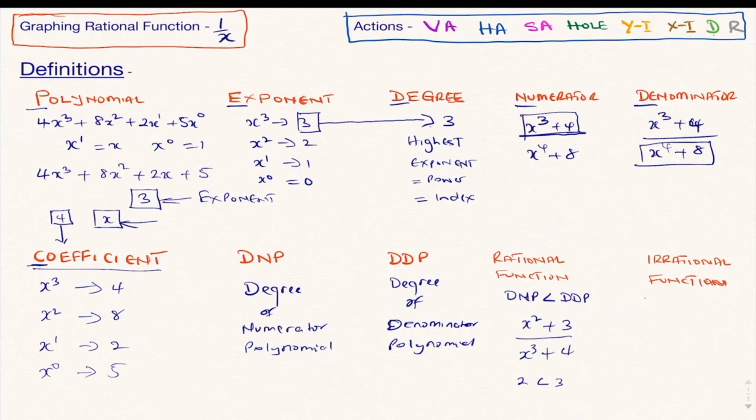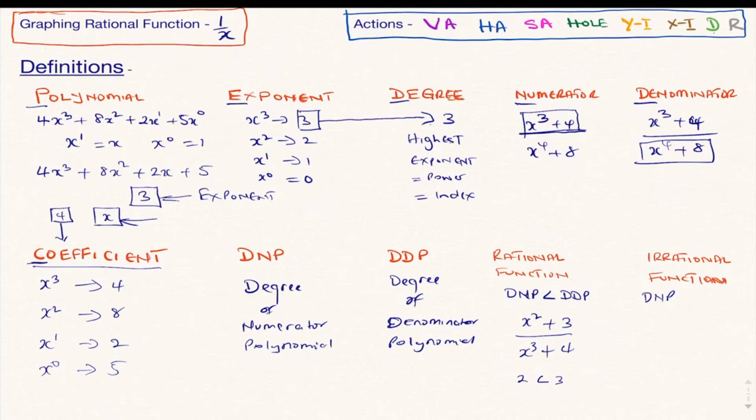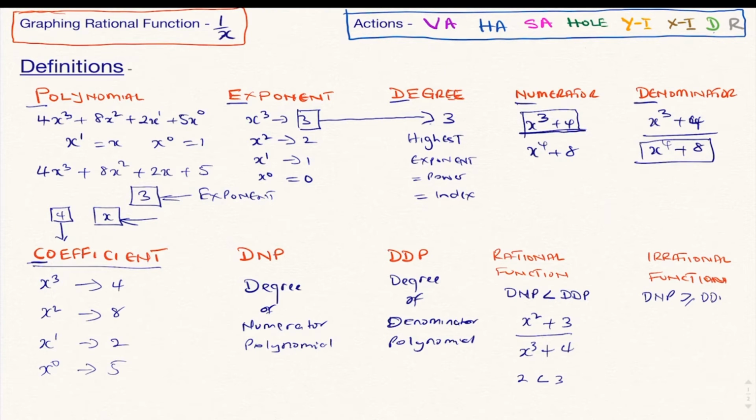An irrational function is a function where the degree of numerator polynomial is greater than or equal to the degree of denominator polynomial. An example would be x cubed plus 4 over x squared plus 3. The 3 for the numerator is greater than the 2 for the denominator. So that's an irrational function. Where the powers are equal for both numerator and denominator, it is also an irrational function.